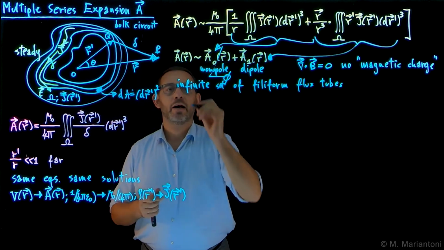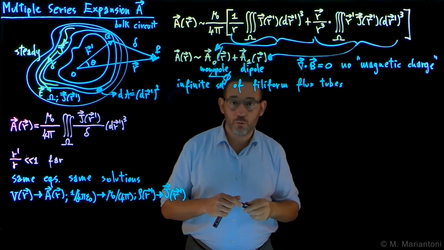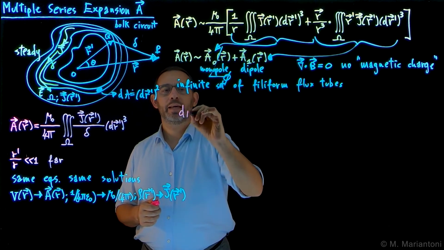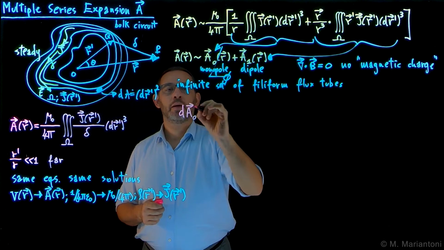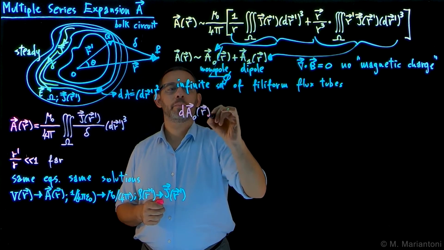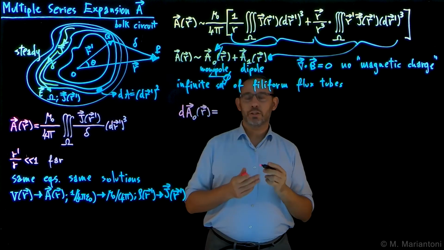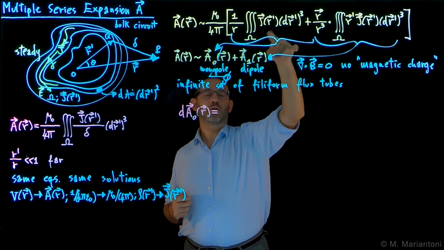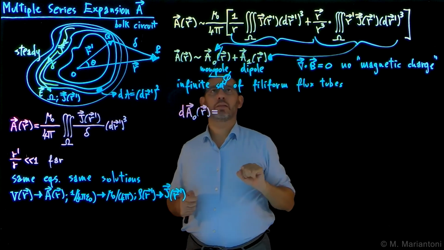Okay, so dA, how do we write it down? For one single spaghetto, this is my dA naught at R, okay? All right, so let's look at the overall integration here. We are basically integrating J(r') dr'³, okay? This part here, this integral.